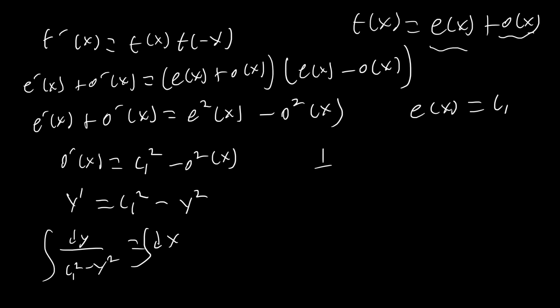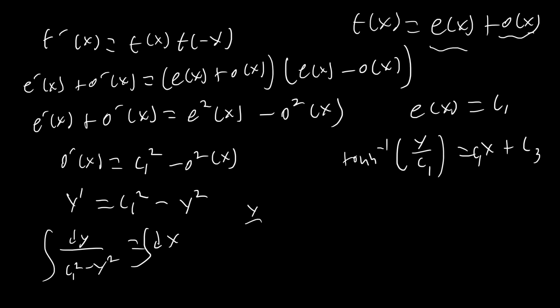We're going to end up with 1 over c1 inverse hyperbolic tangent, sorry, of y over c1 is equal to x plus c2. We're going to go ahead and multiply by c1 on both sides, so I'll just make this c3 and then c1x. Then we're going to apply a hyperbolic tangent on both sides, so we're going to get y over c1 is going to be equal to tanh of c1 x plus c3. And we can just bring that c1 right there.